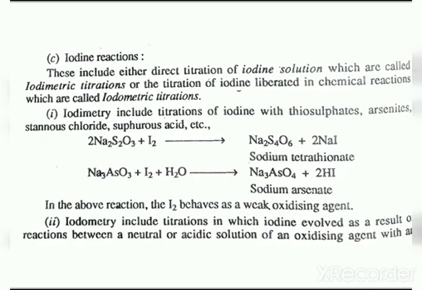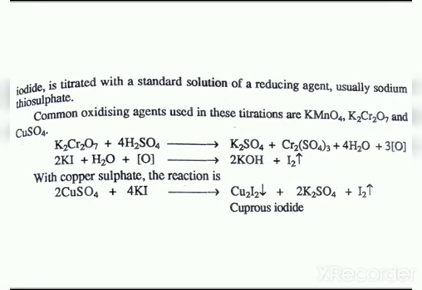Iodometric titration includes the titration in which iodine is liberated as a result of reaction between a neutral or acidic solution of an oxidizing agent with an iodide, and it is titrated with a standard solution of a reducing agent, usually sodium thiosulfate. The common oxidizing agents used in these titrations are potassium permanganate, potassium dichromate, and copper sulfate. The reactions occurring with these oxidizing agents are given below. We discussed them earlier itself. So in this class, you understood what iodimetric and iodometric titrations are.